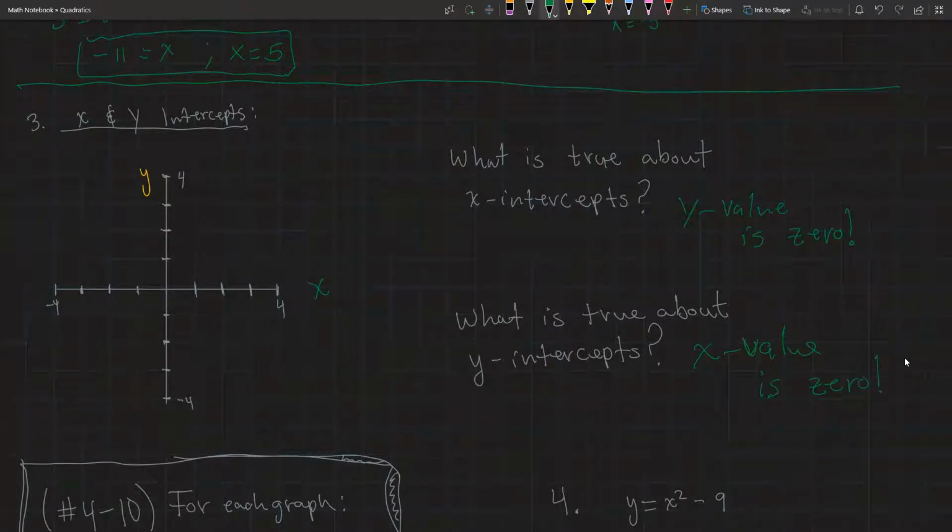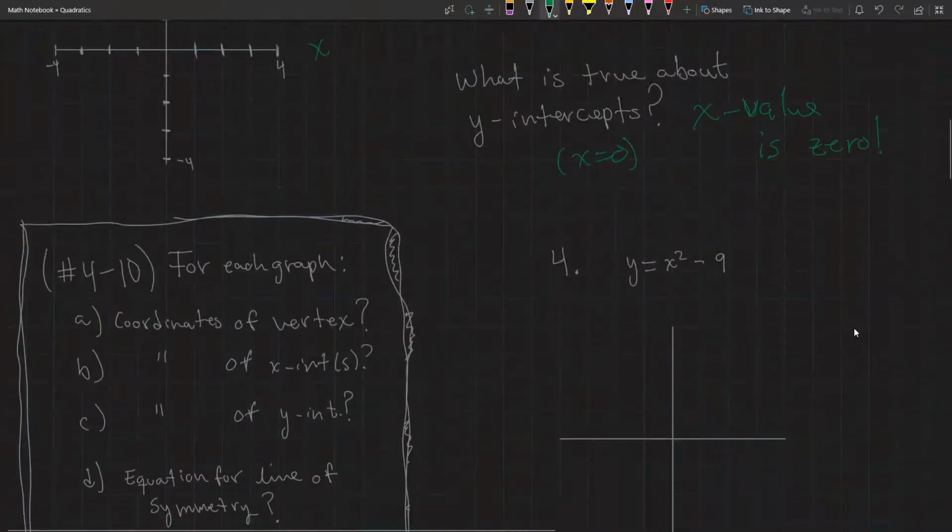Now, the way I'm going to abbreviate that, I'm going to put in parentheses: for y-intercepts, x equals 0. And for x-intercepts, I'm going to abbreviate it like this: y equals 0. Hopefully, we're okay with that. And let's start applying that idea.